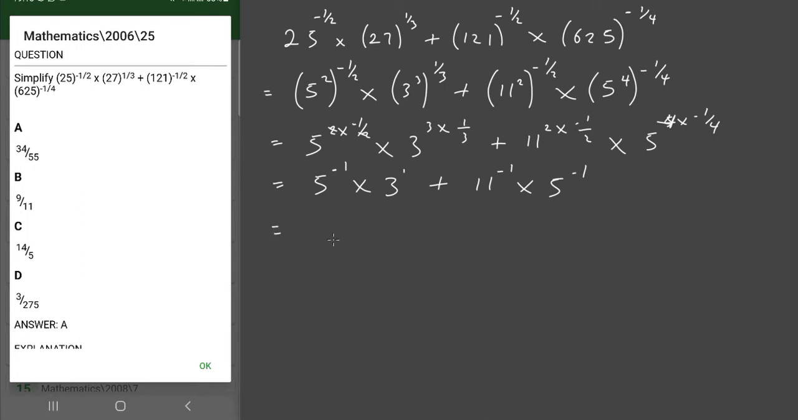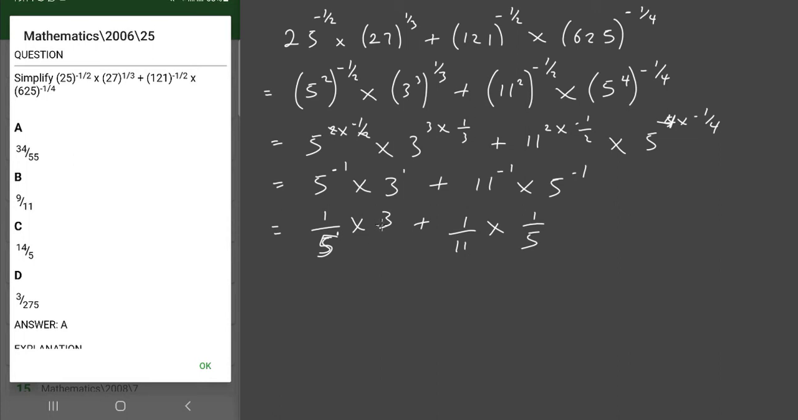Now we apply the negative power law, where if you have a negative power, to knock off the negative sign, you simply invert the whole thing without the negative sign. Note that if you have anything raised to power 1, you can just write it as itself. So if I have 5 raised to power 1, I can write it as just 5. The same goes for 3, I can just write it as 3. Then plus 1 over 11. By taking away this negative, you invert this. Then times 1 over 5.